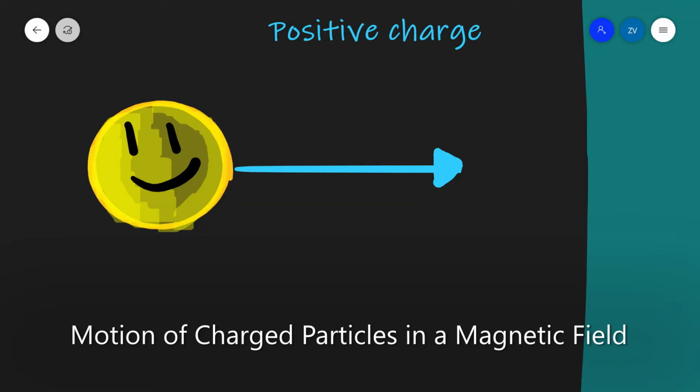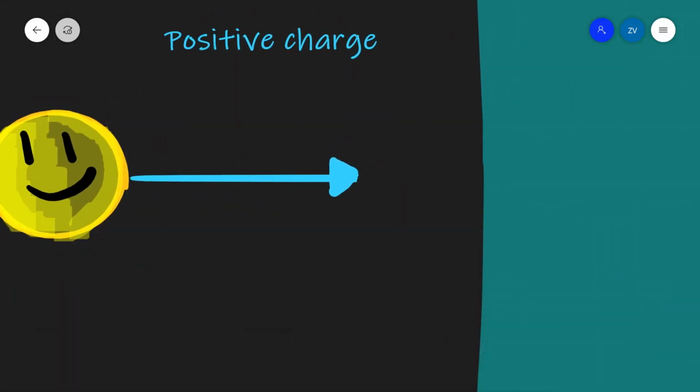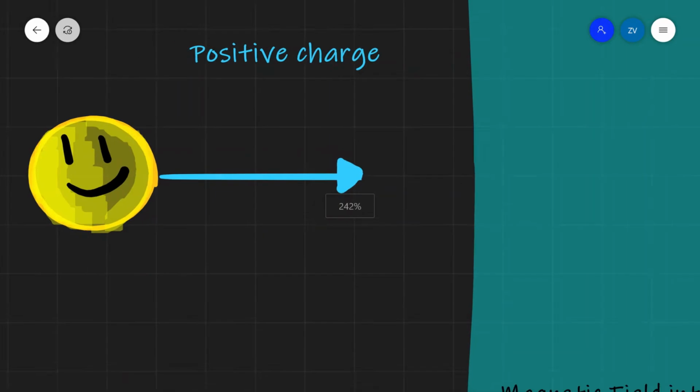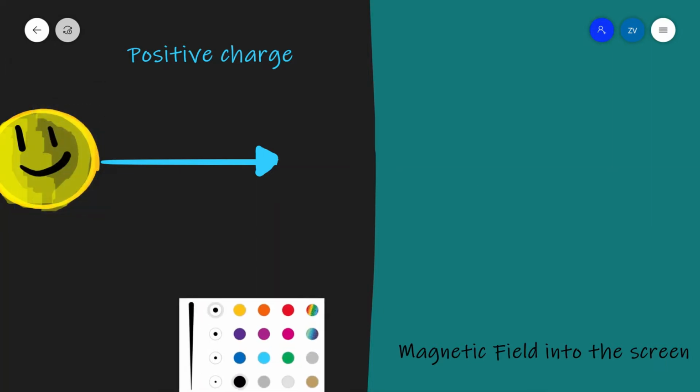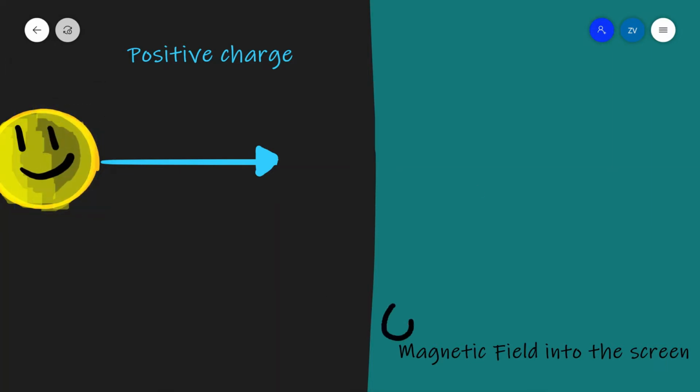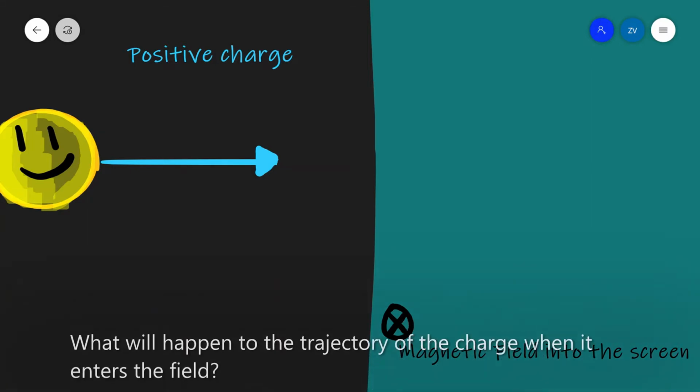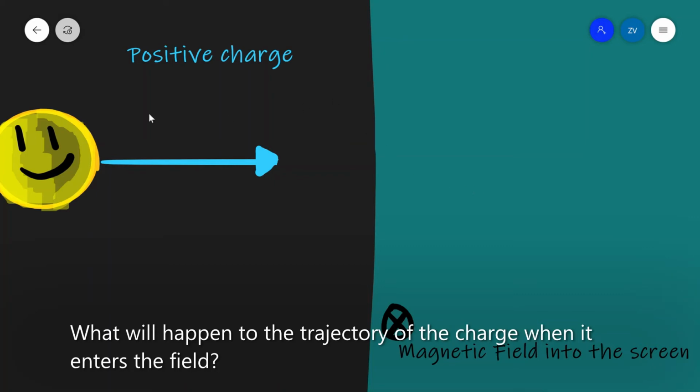Let's imagine that this charge is moving over here to the right, and then suddenly it encounters a uniform magnetic field as illustrated over here. The direction of the magnetic field will be into the screen, and I'm just going to draw the little symbol for that just over here on the side, just to make that absolutely clear that the field is into the screen. Now, what's going to happen to this positive charge as it enters the field?